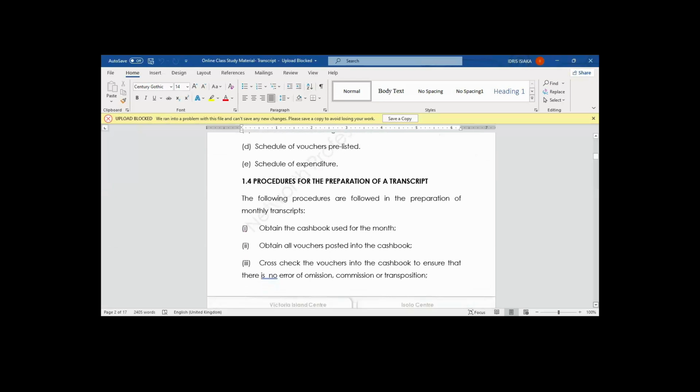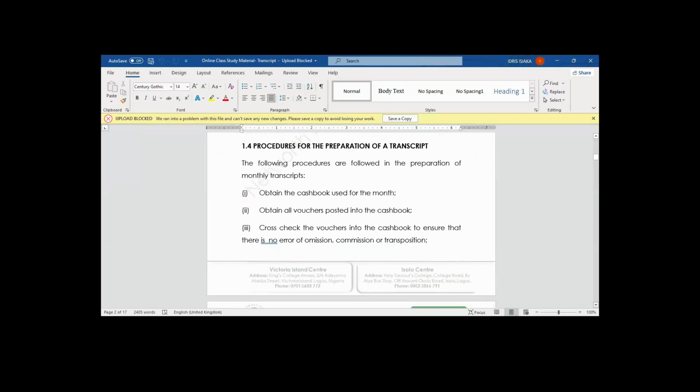Now, procedures for preparing a transcript. What are the procedures for preparing transcripts? Number one procedure for preparing a transcript is obtain the cash book used for the month.